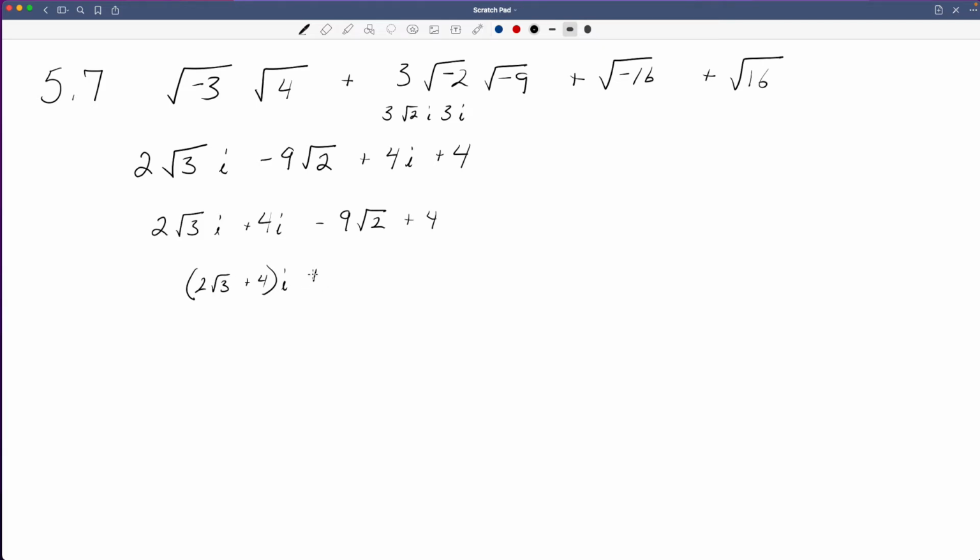And then that is going to be plus, and we want to have this as a second number because it's a minus sign, 4 minus 9 times the square root of 2. And because this is an i, we want to move that. That has to be in the back. So our answer is going to be 4 minus 9 times the square root of 2 plus 2 times the square root of 3 plus 4 times i. All right. So this would be our A value. This will be our B value with i second.